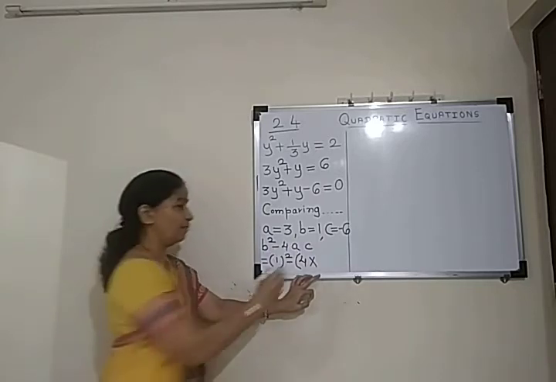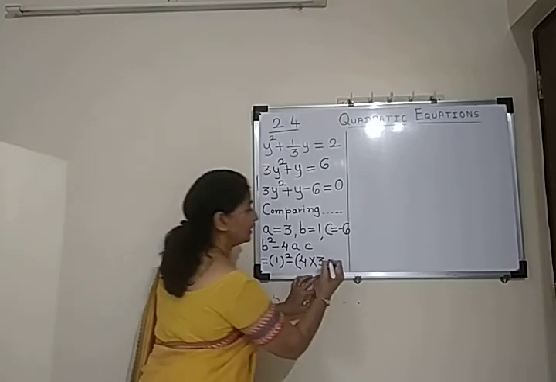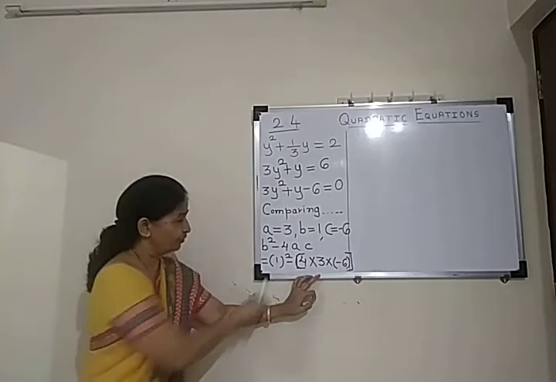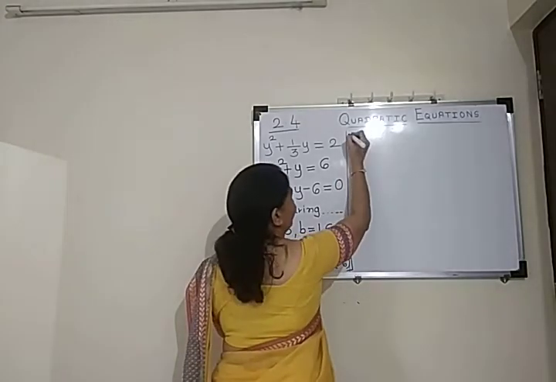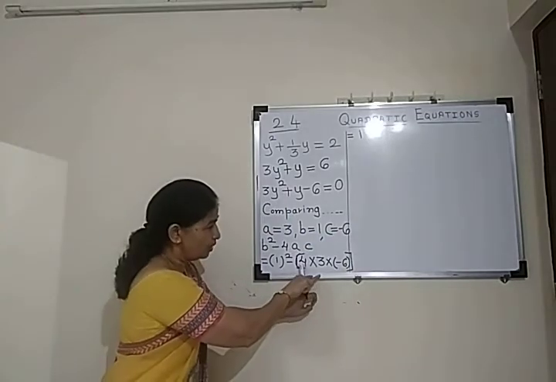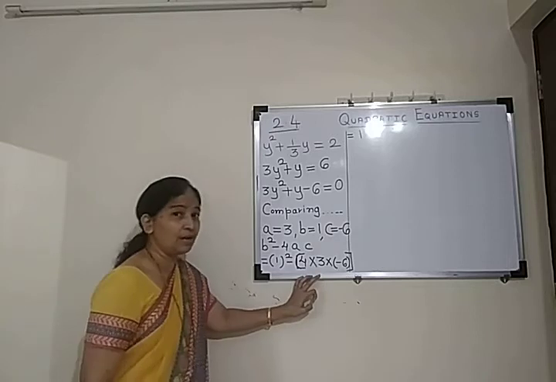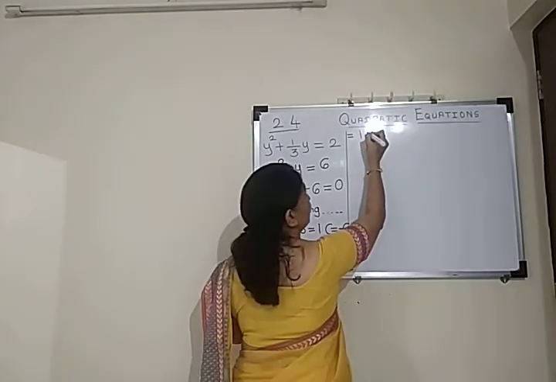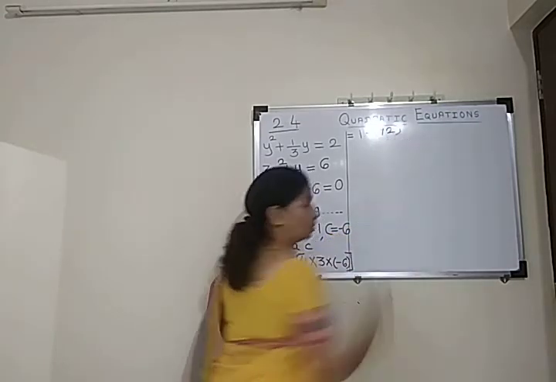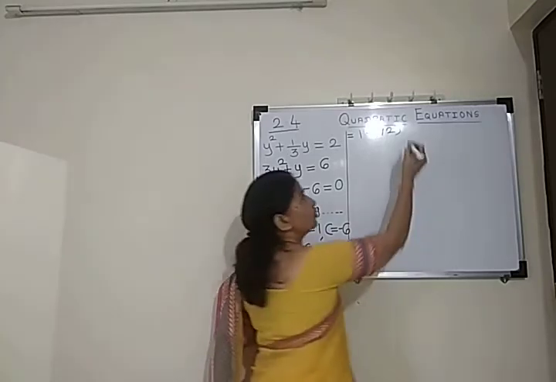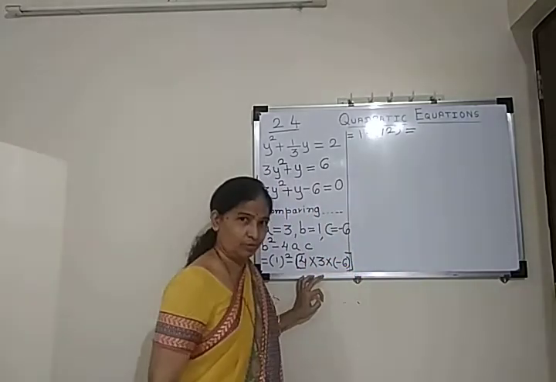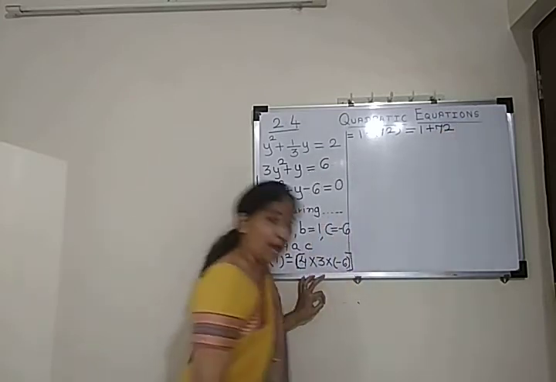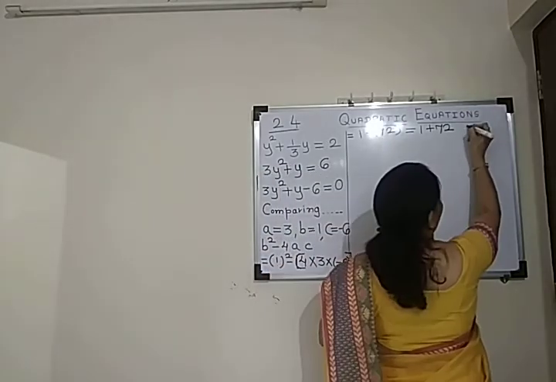So, what's the value of A? It is 3. What's the value of C? It is minus 6. Okay. So, now see what will happen. 1 square will come as 1. Minus 4 3s will come as 12, 12 6s will come as 72. But plus minus will become minus 72 in bracket. As there is scarcity of space, I will write here is equal to. So, that will be 1 plus 72. That means your value of b square minus 4ac will come as 73.